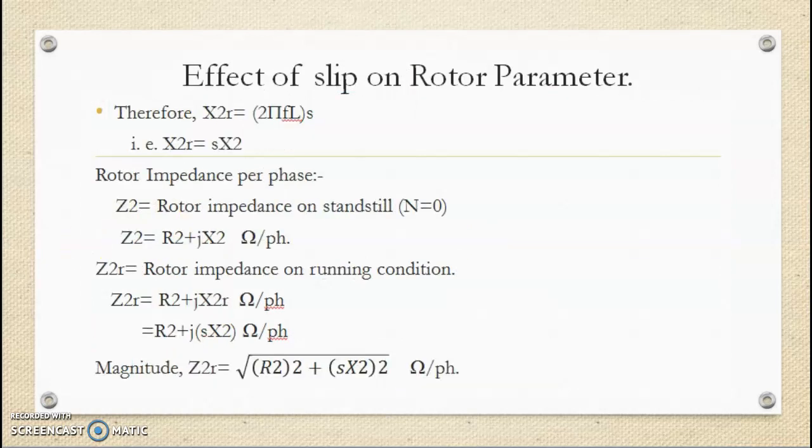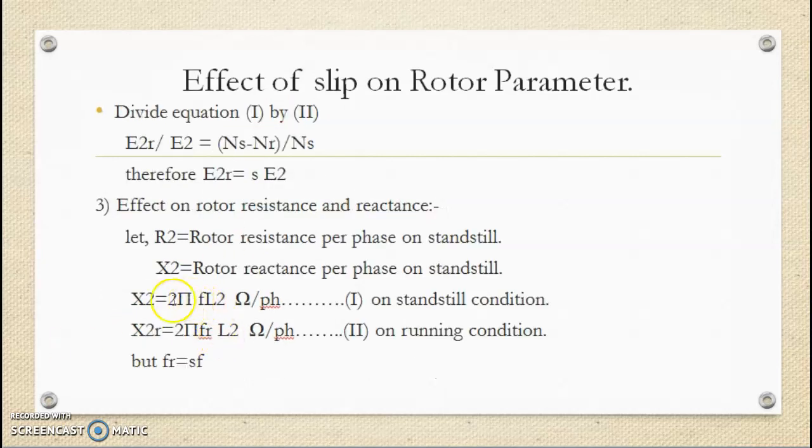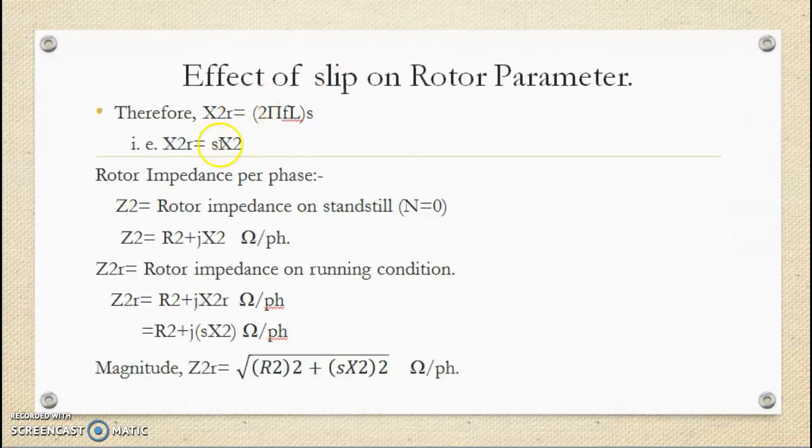You will get, now see here, X2R is equal to, now write down this s outside the bracket, 2 pi f L2 into s. And what is this 2 pi f L2? This 2 pi f L2 is nothing but X2. So we get X2R is equal to sX2. This is our third equation. That is, the rotor reactance on running condition is equal to the rotor reactance on standstill condition into its slip.